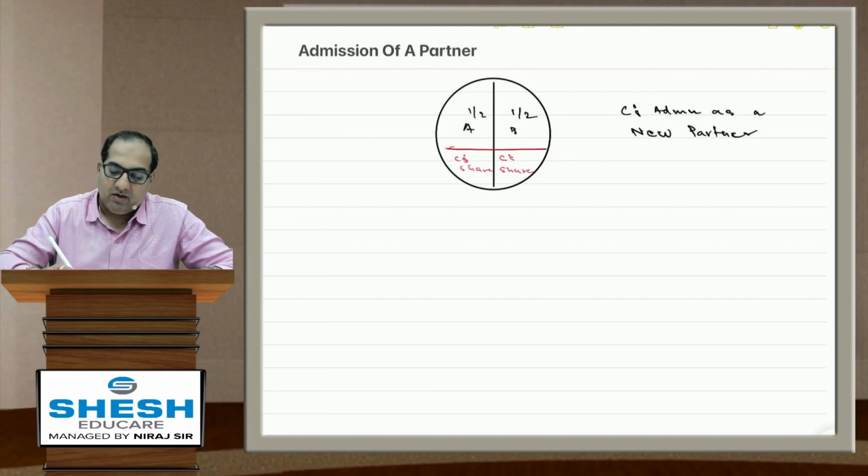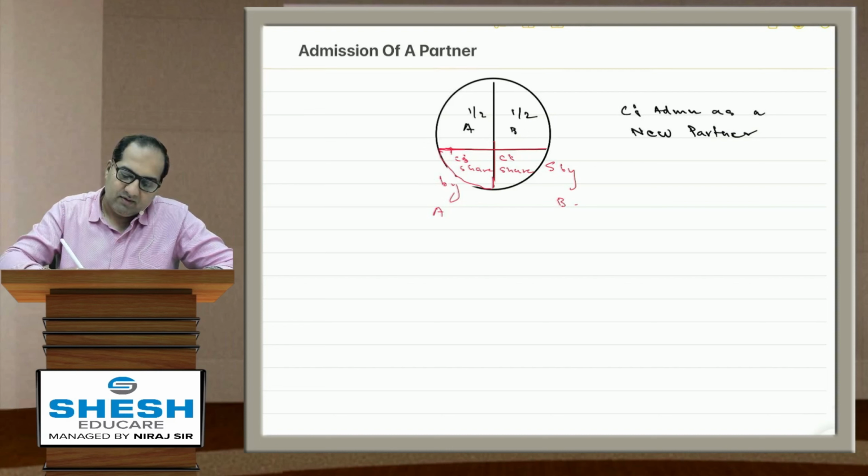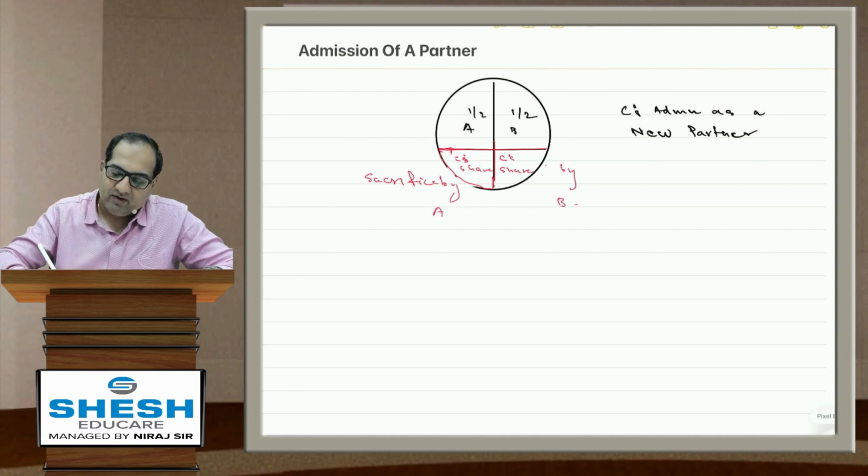Can I say this red portion is sacrificed by A? This red portion, what is it? This is sacrificed by A and this is sacrificed by B. I'm using the word sacrifice. Here also I'm using the word sacrifice.